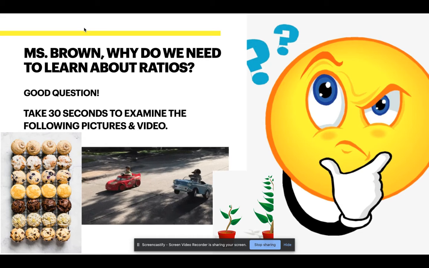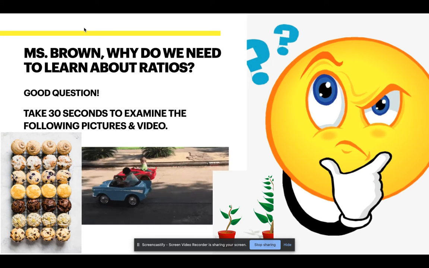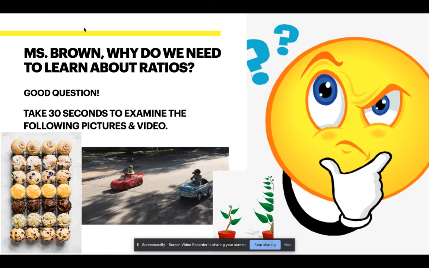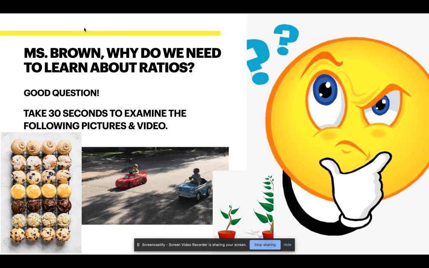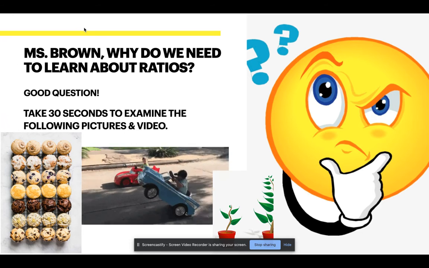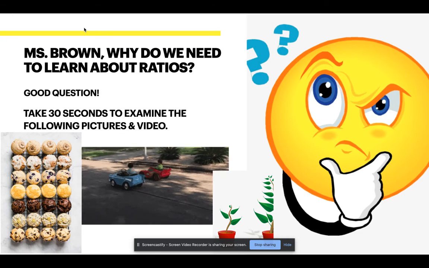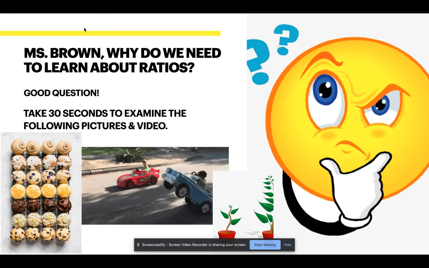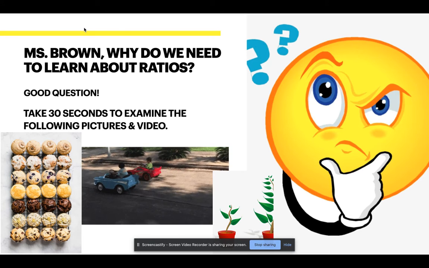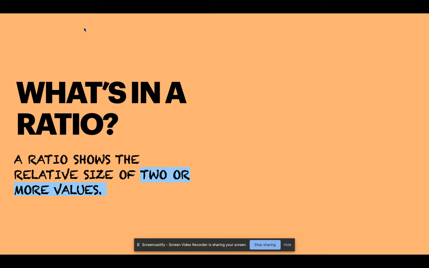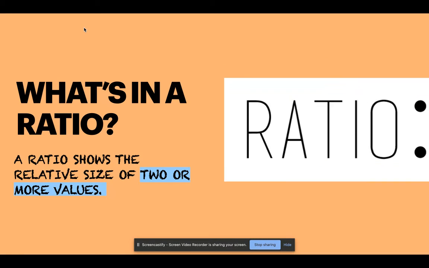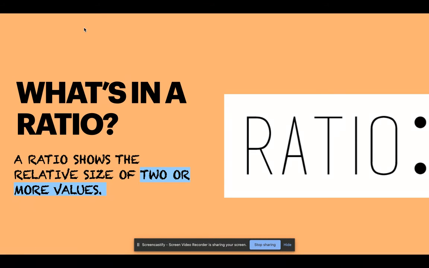All right. And then in the second one, we have two plants. We need to identify how long did it take for my small plant to grow into this large plant, and how many inches did we start off with on this plant, and how tall is it now? These are all examples of ratios. Okay. All right. So what's in a ratio? A ratio shows the relative size of two or more values.